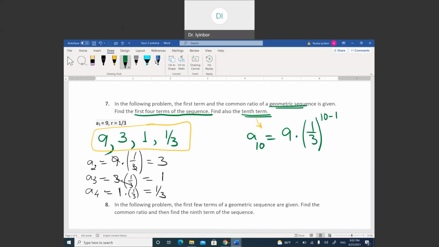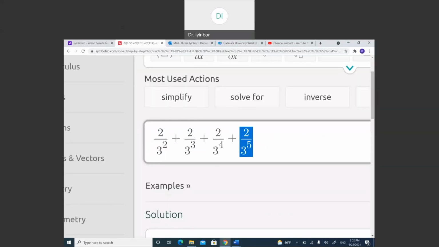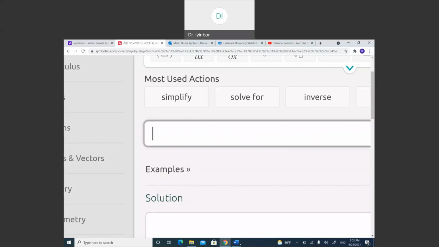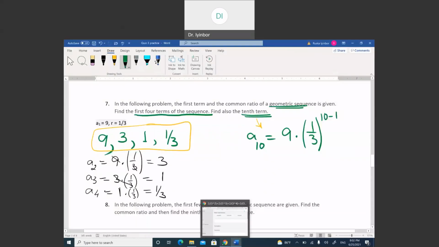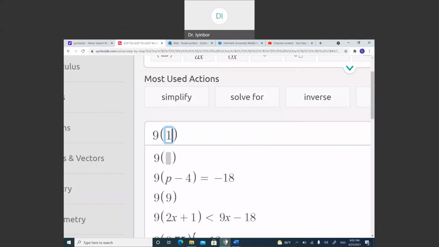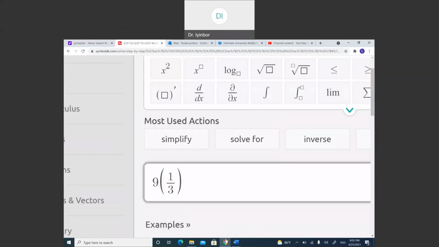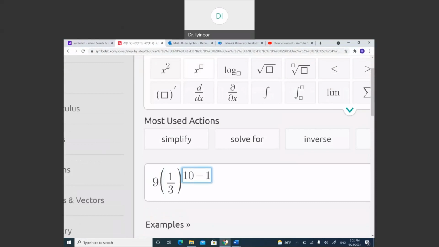I can just put it here. So I have 9 and 1/3, and then I'm going to put the power, 10 minus 1. Or you can just put power 9, it doesn't matter.